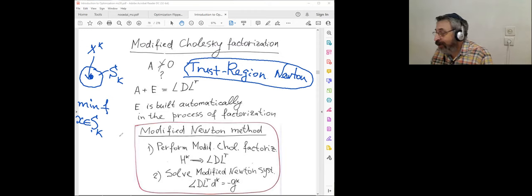One way to do it is just try. If you select SK of some size, and after a step your actual function decreased significantly, then you say that my SK was small enough, and I even will increase it a little bit at next iteration. But if you decrease the quadratic model, but your actual function increased or didn't decrease well, then you say I will try smaller scale. And in this way, it works very efficiently. It's a more sophisticated method than modified Newton with modified Cholesky factorization, but it's really often preferable.